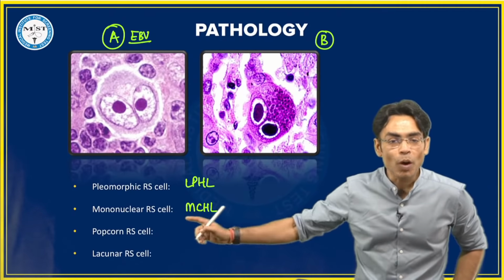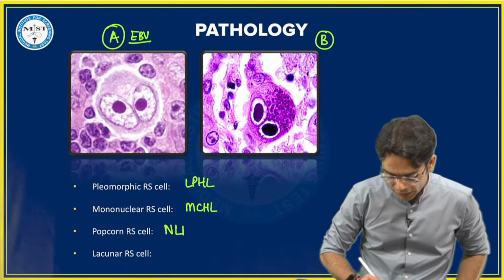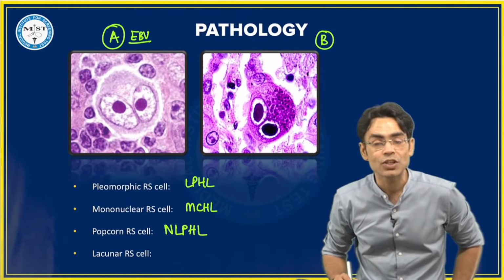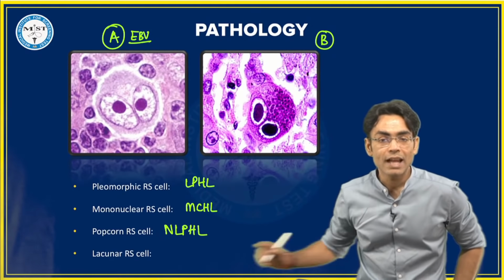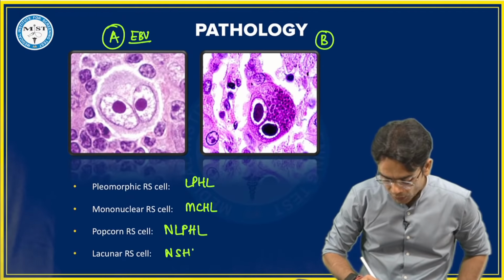Thank you. So popcorn RS cell, this is going to be your nodular lymphocytic predominant Hodgkin's lymphoma, NLPHL, the non-classical variety. And the lacunar RS cell, which we have already discussed, this is your nodular sclerosis Hodgkin's lymphoma.